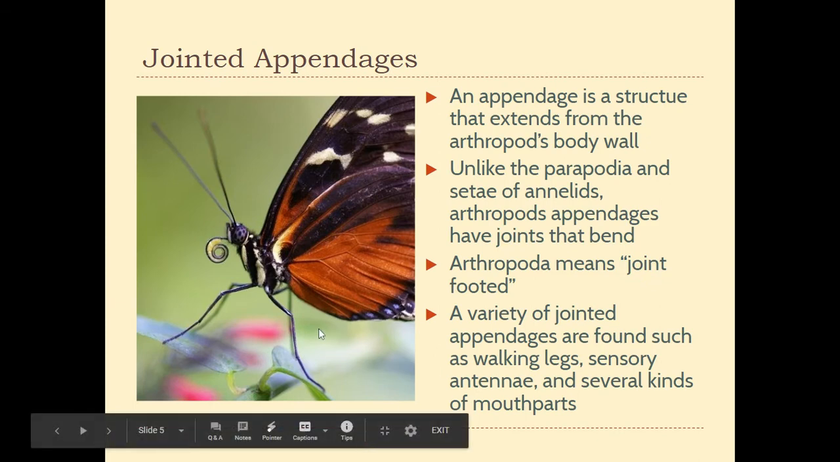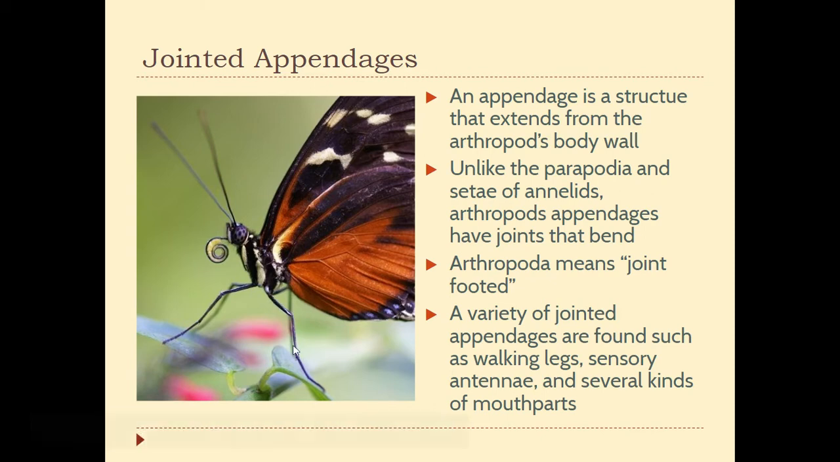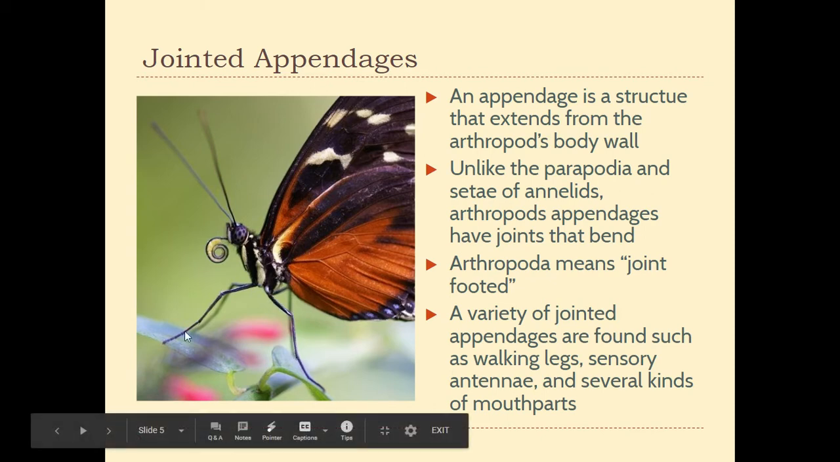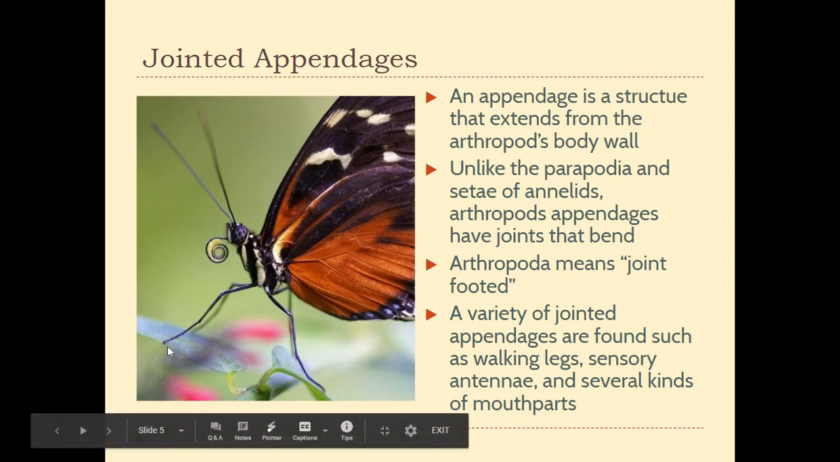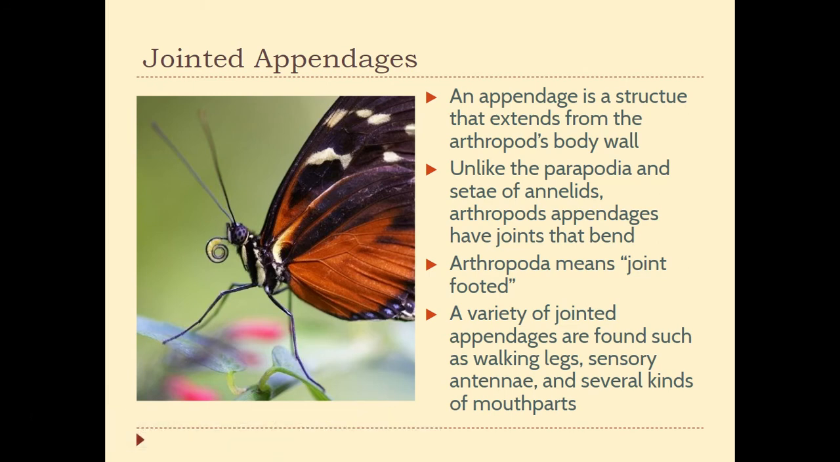As you can see, our beautiful butterfly here has jointed appendages, and we can see that in the legs there are some bends so that they're able to move and attach themselves to things. Unlike the parapodia and setae in annelids, arthropods' appendages are able to move, bend, and joint, giving them a little bit more complexity. They will also have a jointed foot, and we can see our little foot down here. There is a variety of jointed appendages such as walking legs, sensory antennae, and several mouth parts.